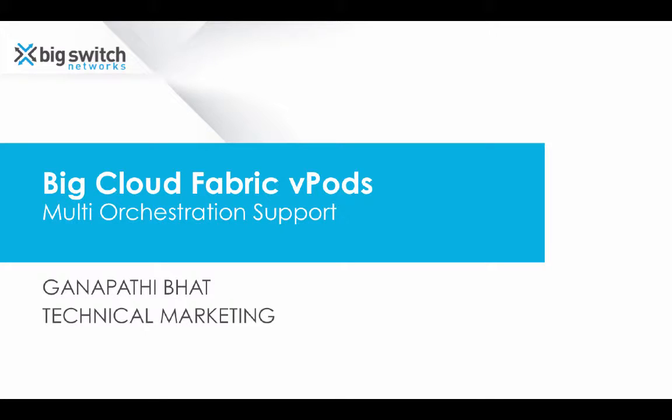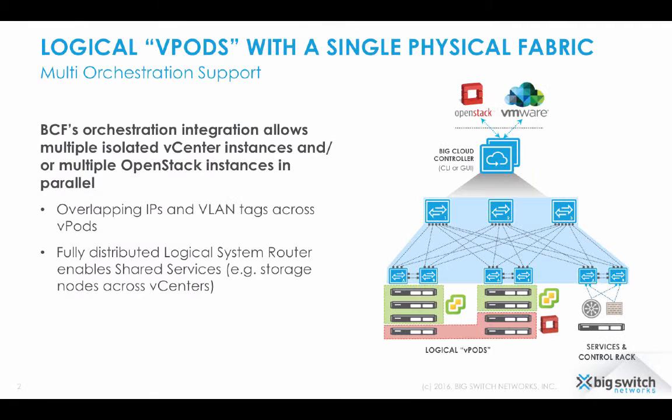Welcome to the video demonstration of Big Cloud Fabric support for multiple logical virtual pods. Big Cloud Fabric's orchestration integration allows multiple isolated vCenter clusters and/or multiple OpenStack clusters hosted on Big Cloud Fabric in parallel as virtual pods. The multi-virtual pod deployment enables overlapping IPs and overlapping VLAN usage across virtual pods.